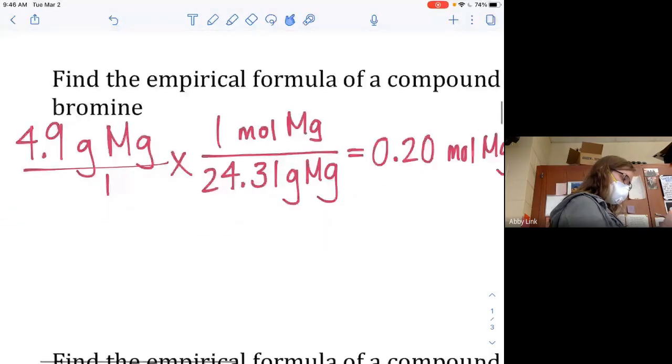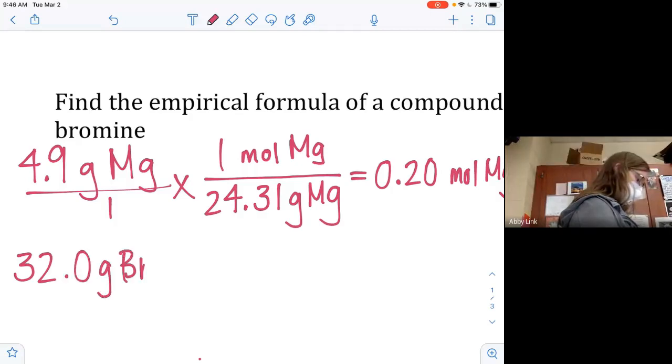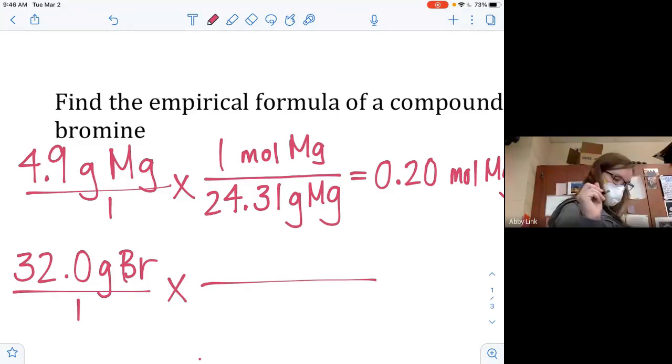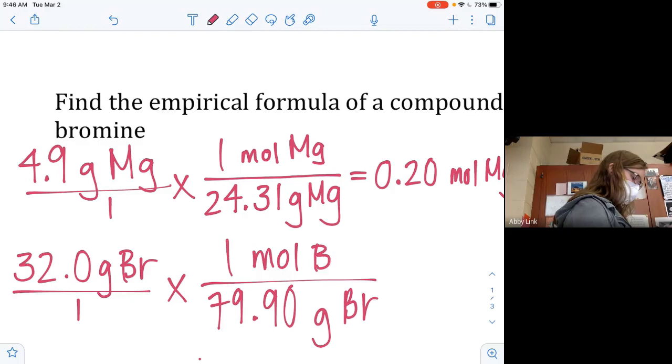I do the same thing with my 32.0 grams of bromine. Bromine is Br. So we'll set up this conversion. Bromine's molar mass rounded to 2 decimal places is 79.90. And we'll put 1 mole of Br on the top. That's our definition of molar mass, right? 79.90 grams of bromine is equal to 1 mole of bromine.